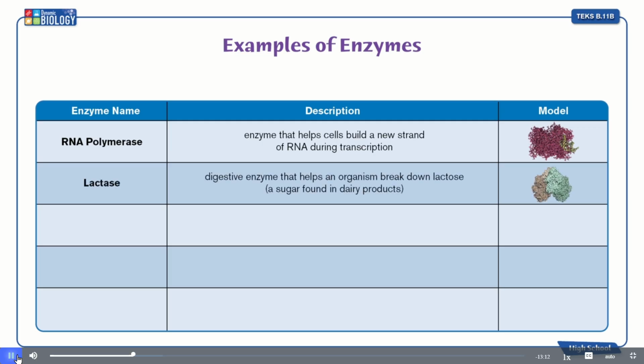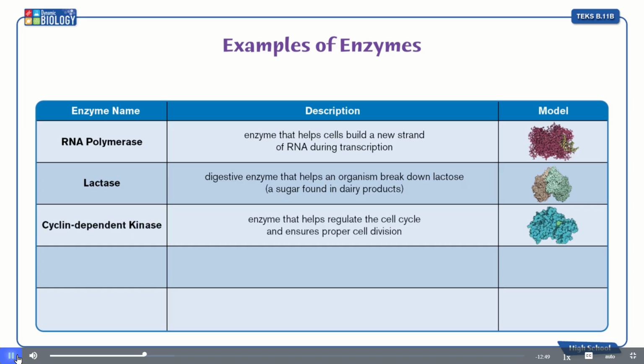Lactase is a digestive enzyme. It helps an organism break down lactose, a sugar found in dairy products. Have you ever heard of lactose intolerance? It's a condition in which people have trouble digesting dairy products, and it occurs when the body doesn't produce enough lactase enzyme. Cyclin-dependent kinase is one of the most important enzymes involved in cell division. It helps regulate the cell cycle.